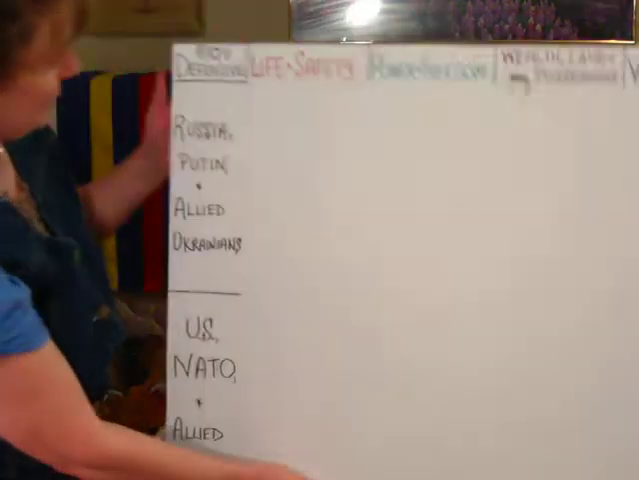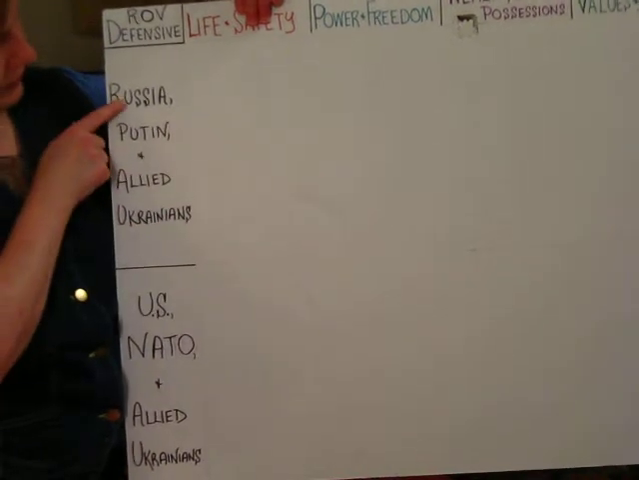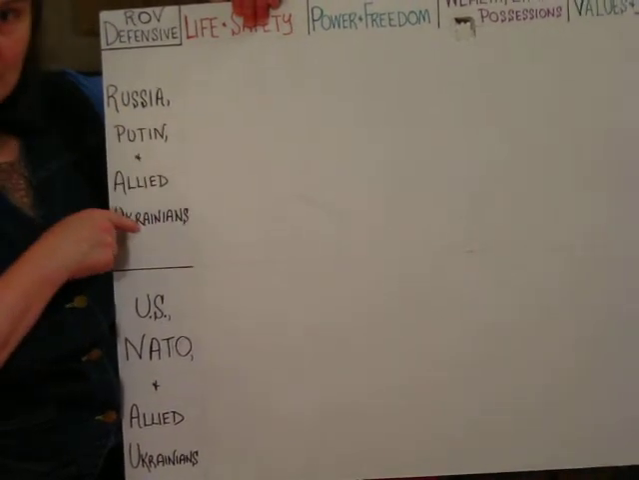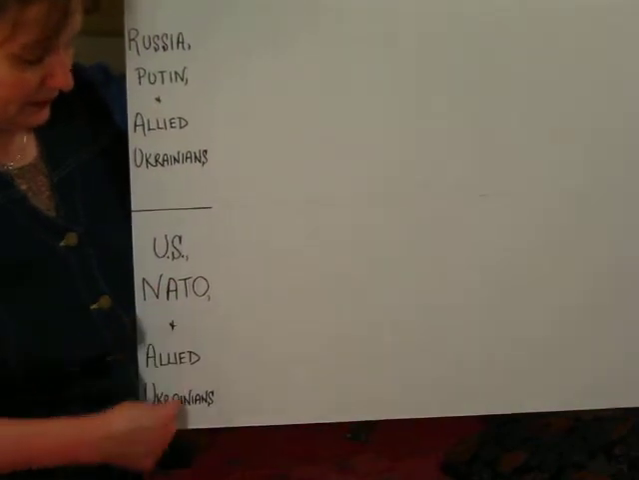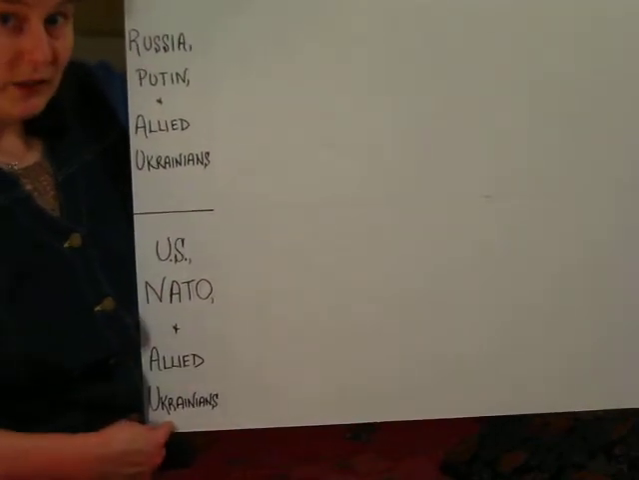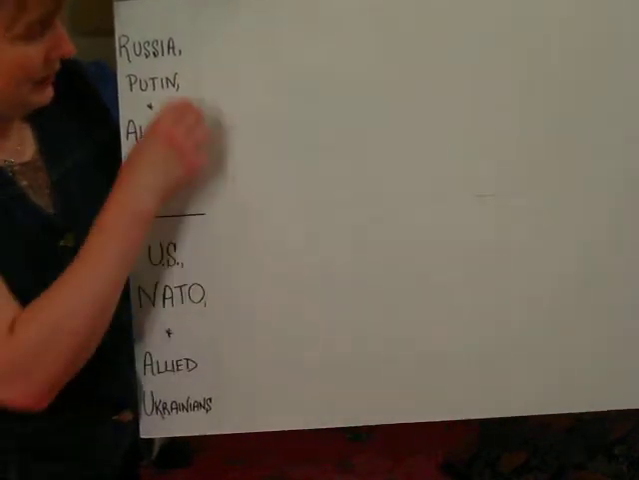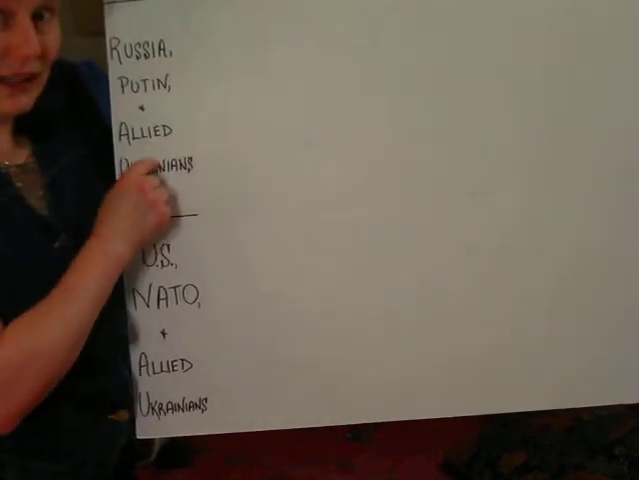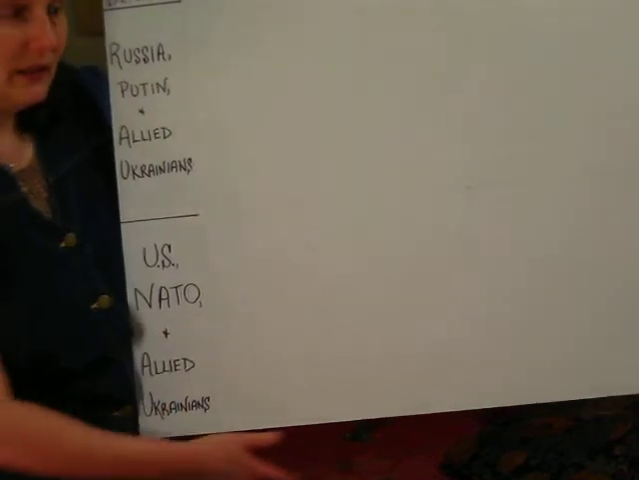And then in the chart, the top half is all about how Russia, Putin, and allied Ukrainians feel threatened. And the bottom half is how U.S., NATO, and allied Ukrainians feel threatened. Notice, it's not Russia versus Ukraine. It's Russia and allied Ukrainians versus the U.S., NATO, and allied Ukrainians.